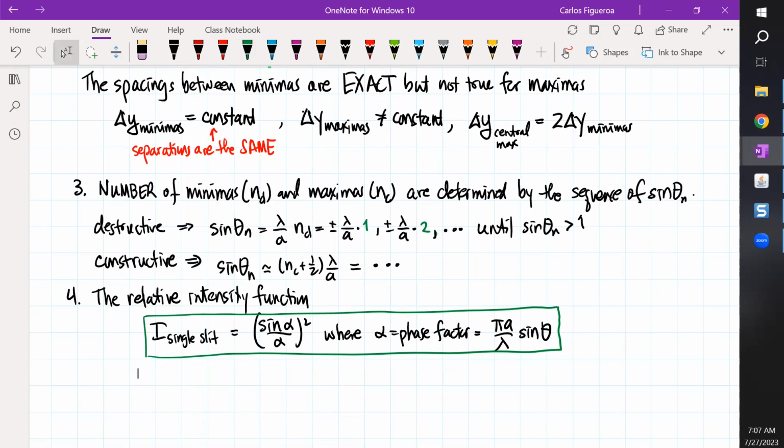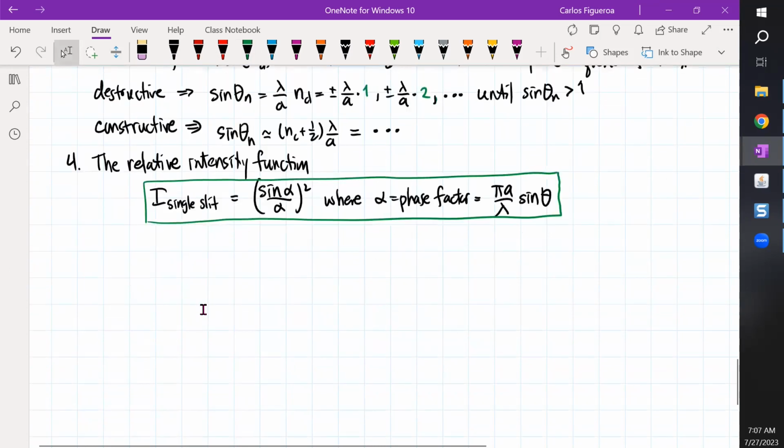So now, what does the pattern look like? If I look at the pattern, it's going to look something like this here.